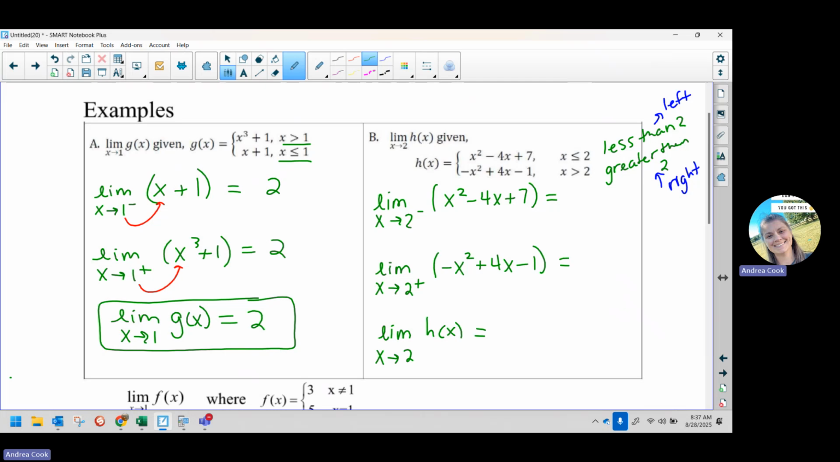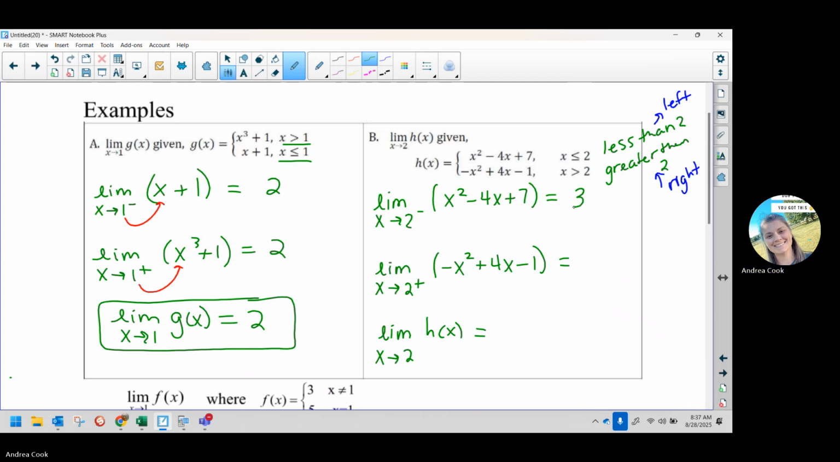Okay, so I set this up where I'm finding the limit as x approaches 2 from the left and the limit as x approaches 2 from the right. Do you all understand why I picked the equations that I did for the left and the right? It's based off that inequality. So now I'm going to put the 2 in for all the x's, and I'm going to trust you guys to do that math. What did you get?